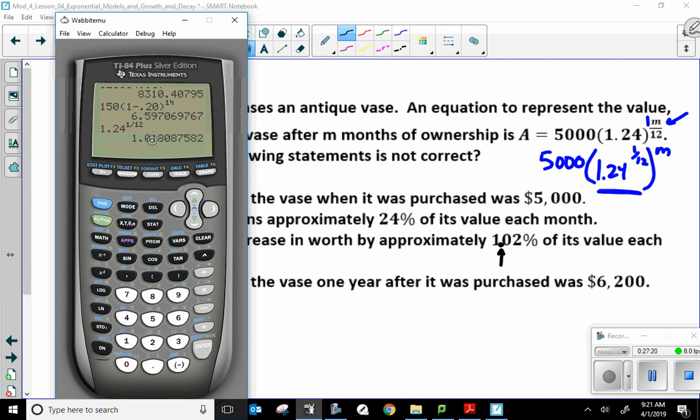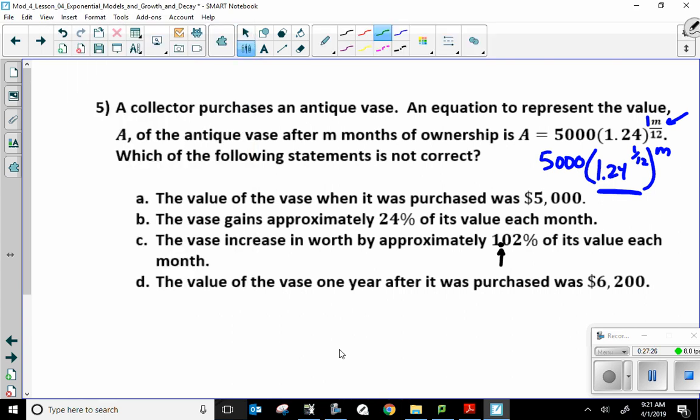I'm going to round that right here. It's 1.02 because the number after the 1 is an 8. So ultimately, I get 5,000 times 1.02 to the M. That is the equation I'm going to base my answer on. The value of the vase when it was purchased was $5,000. That is true. It's asking which one is not correct. Yeah, that's my initial amount.